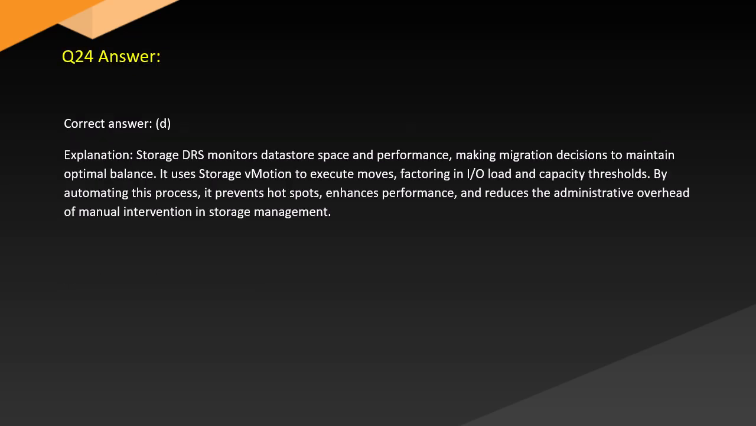Answer. Correct answer, D. Explanation. Storage DRS monitors datastore space and performance, making migration decisions to maintain optimal balance. It uses Storage vMotion to execute moves, factoring in IO load and capacity thresholds. By automating this process, it prevents hotspots, enhances performance, and reduces the administrative overhead of manual intervention in storage management.